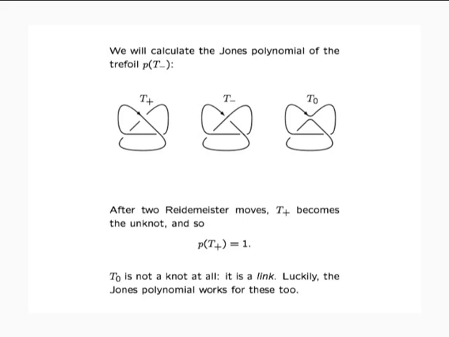T0 is a link. It's got 2 components. It's got 2 pieces. The Jones polynomial actually works for links. We've now got to work out what the Jones polynomial is of that simplest possible link, actually the simplest possible 2-component link.